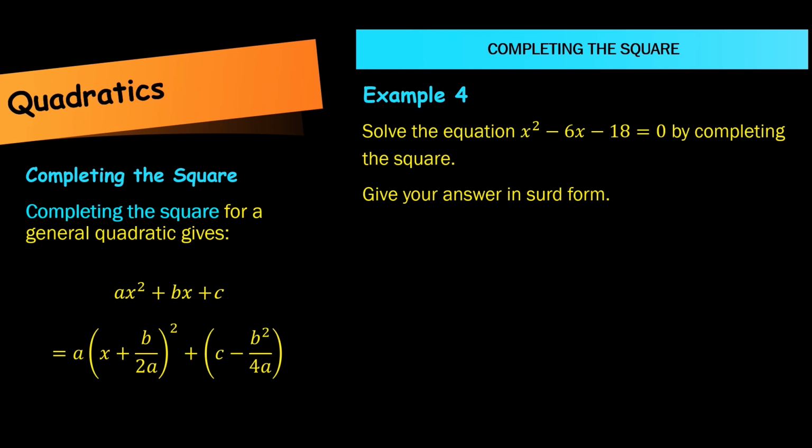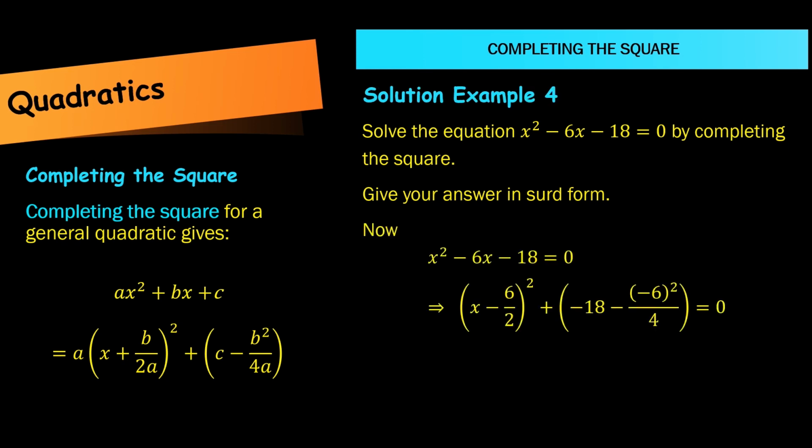So let's solve example 4. We plug in the values as shown in our formula. And then tidy up. So rearranging gives us (x minus 3) all squared equals 27. And then square rooting both sides gives us x minus 3 on the left and root 27 on the right, as shown.